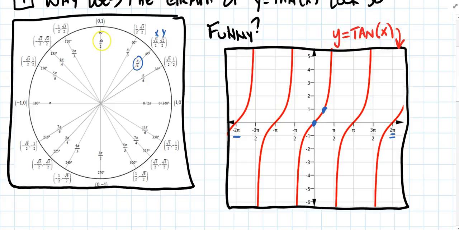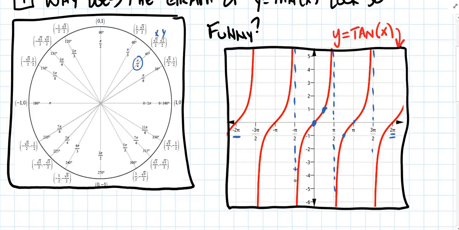If I continue up to pi over 2, notice that I would get 1 divided by 0. Well, 1 divided by 0 is undefined, so therefore there is a vertical asymptote at pi over 2. Okay? As I continue on, if I went to 3 pi over 4, I would get a value of negative 1. So here's 3 pi over 4, and here is a value of negative 1. So the graph just repeats itself over and over again, just like this.